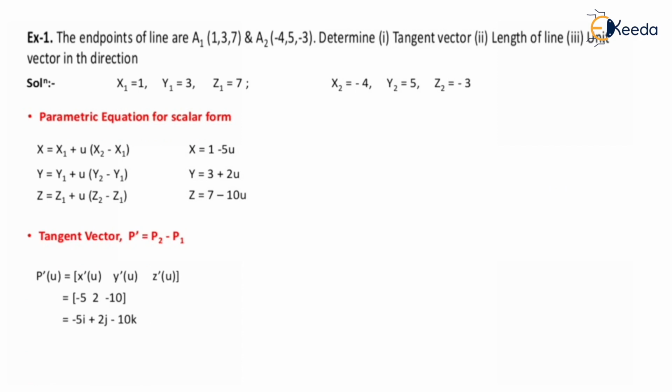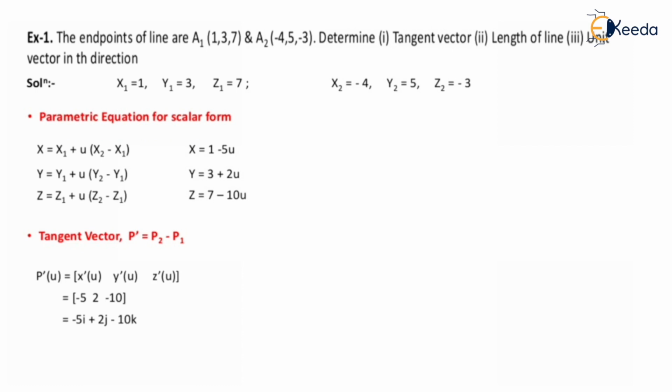Tangent vector p dash is equal to p2 minus p1. Very easy: x2 minus x1, -4 - 1 = -5, that is x dash u. Then y2 minus y1, 5 - 3 = 2, that is y dash u. z2 minus z1, -3 - 7 = -10, that is z dash u. So you can find this tangent vector in the above parametric equation also.